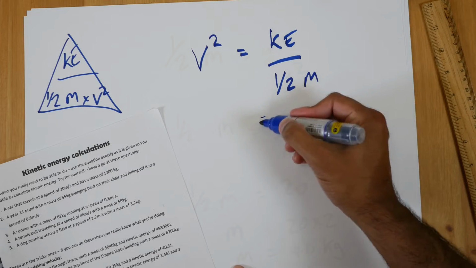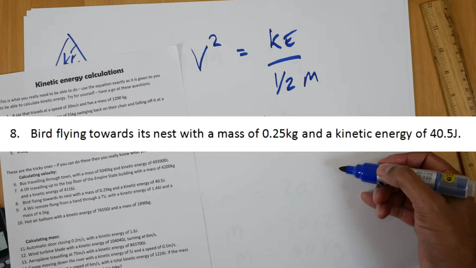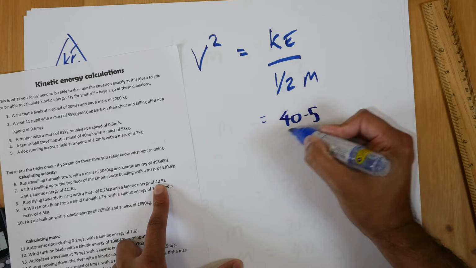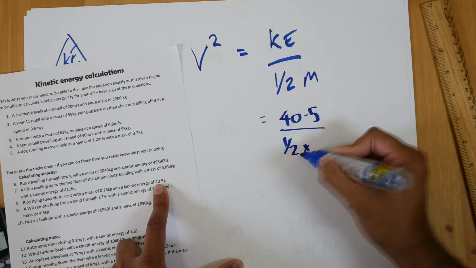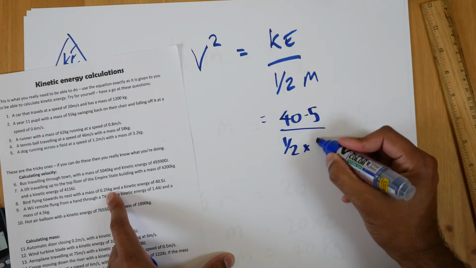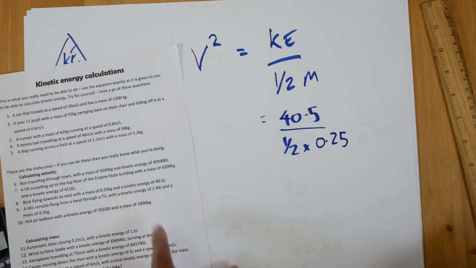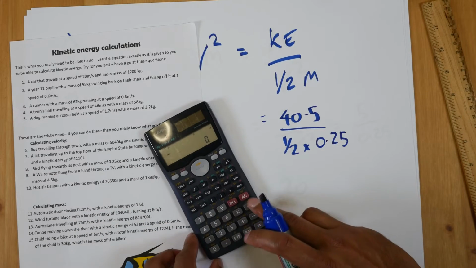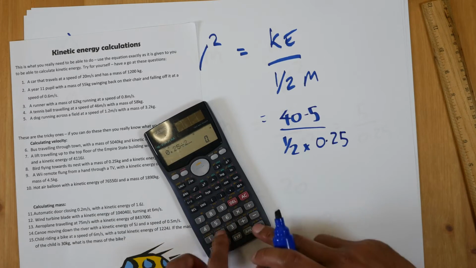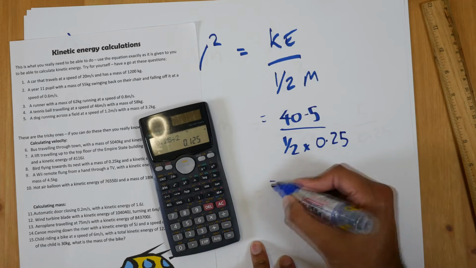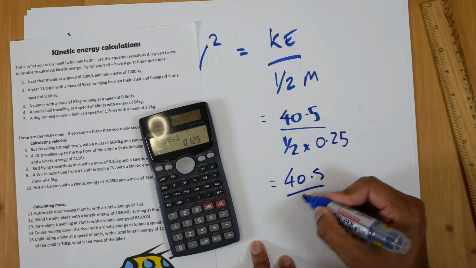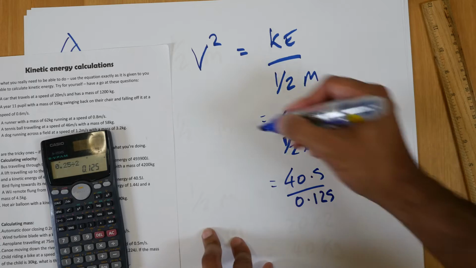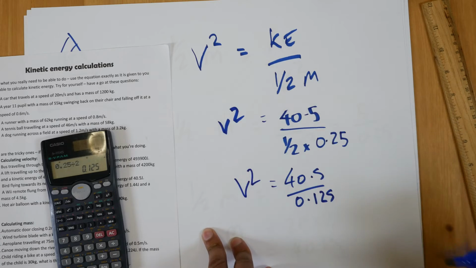Okay, now let's plug the numbers in. So Ke, according to this, is 40.5. Then we've got half times, and then m is 0.25, like this. Okay, so let's work out what this is. Half of 0.25 should be 0.125, but let's just make sure. So 0.25 divided by 2 is 0.125. So this is the same as 40.5 over 0.125. Now remember, when you're working this out, you're working out v squared, okay?